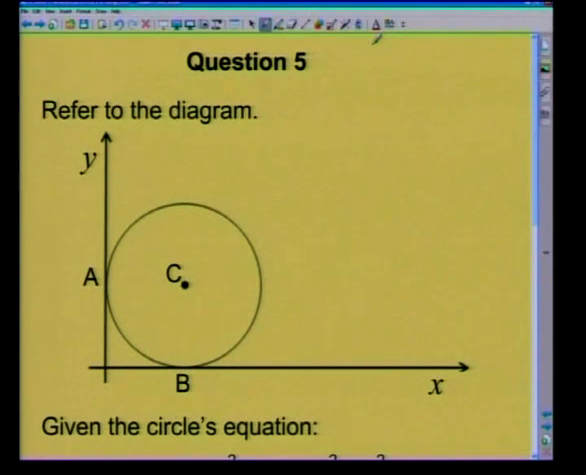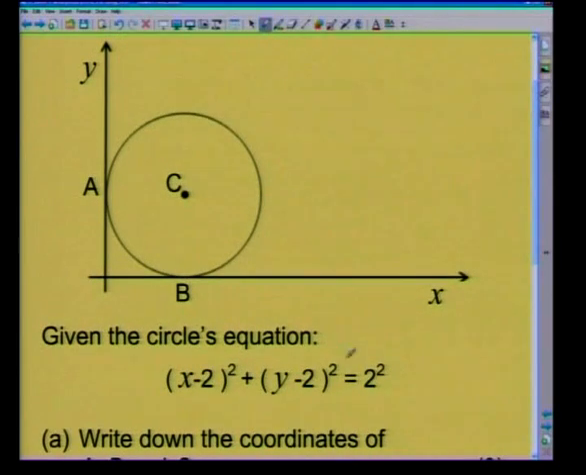Right, we'll see here, it says refer to the diagram. Given the circle's equation, and look at that, miracles of miracles, they've actually given me this equation in the form of x minus a all squared plus y minus b all squared equals r squared. So not every question expects you to complete the square. Right, so now we're going to say, well, what does that tell me? That tells me immediately that this coordinate is 2, 2. And what does it tell me about the radius? It tells me the radius is 2, because remember that's radius squared, so therefore radius is 2.